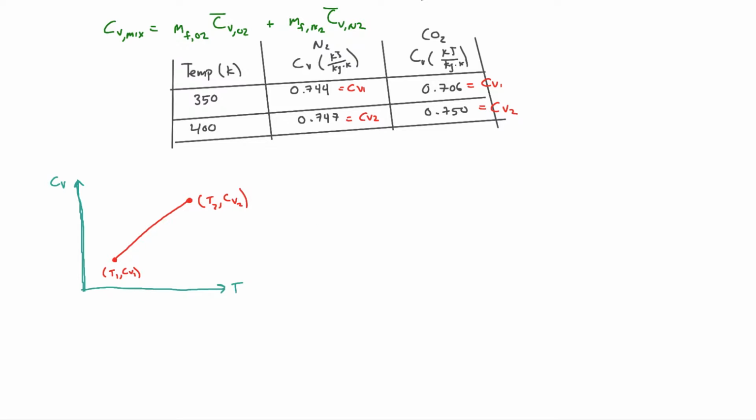So our goal is to find this value right here. So we'll say this is the temperature that we're trying to find. In this case, this will be 375 Kelvin. This is what we're going to be plugging into the equation to get the CV value that we're looking for. So this is the CV value at 375 Kelvin. So our goal is to find that Y value. This is a very simple problem. It's really a geometry problem if you recognize this. So I'm going to go through all the details.